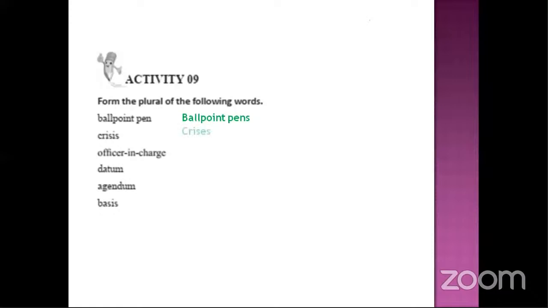Next one, crisis. Officer in charge, officers in charge. Datum, data. Yes, you are very familiar with the word data. That is the plural one. The singular one is datum. Agenda. Basis. Yes, you can write down the answers in your workbook.